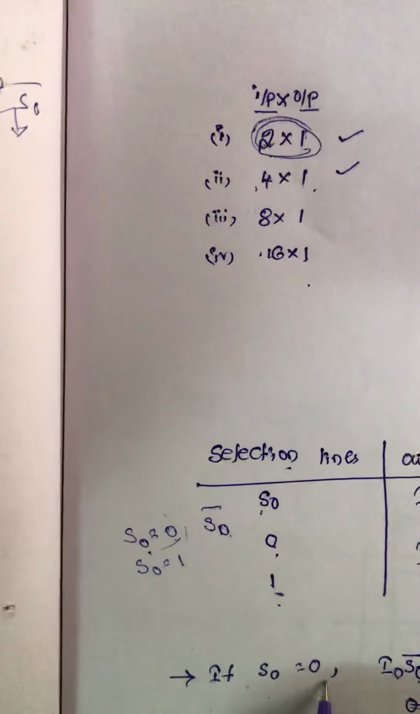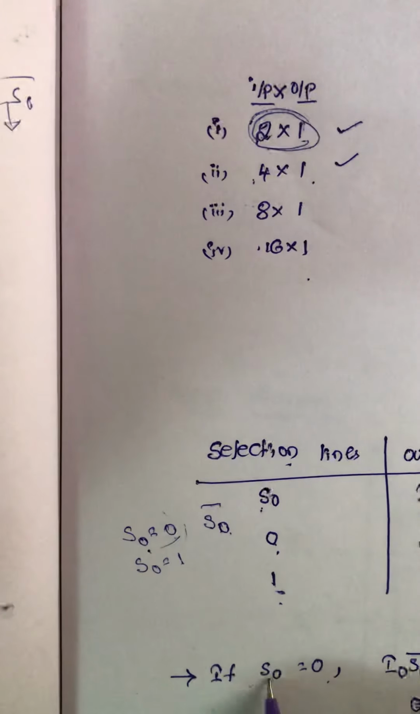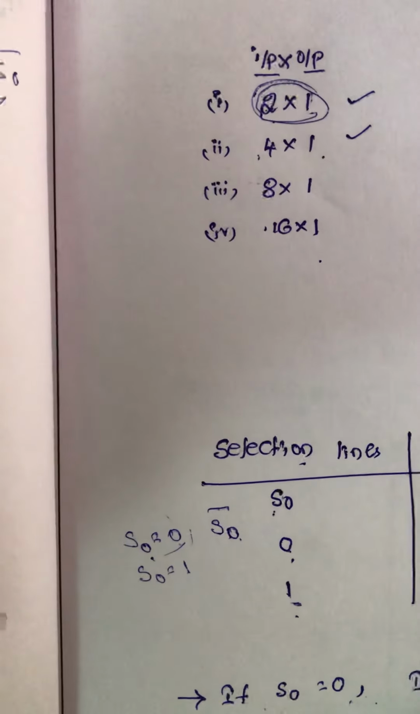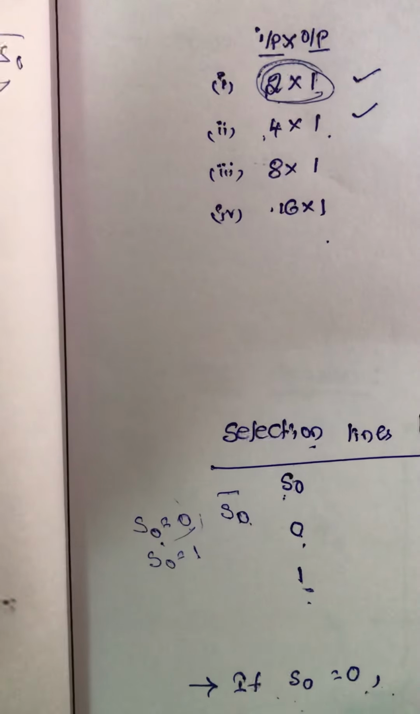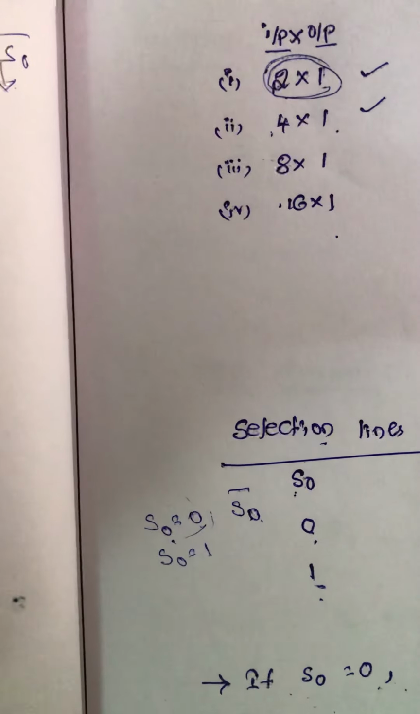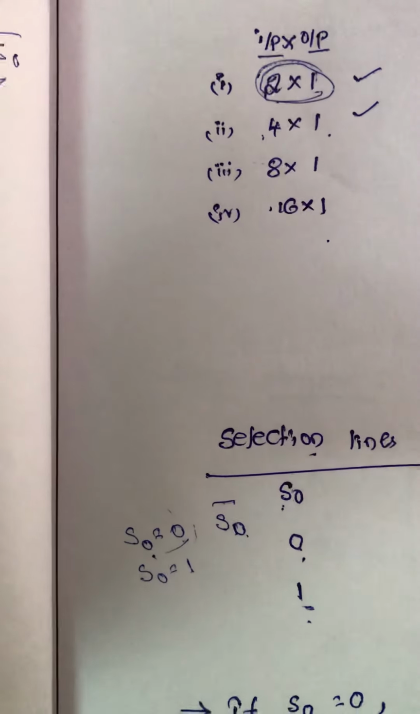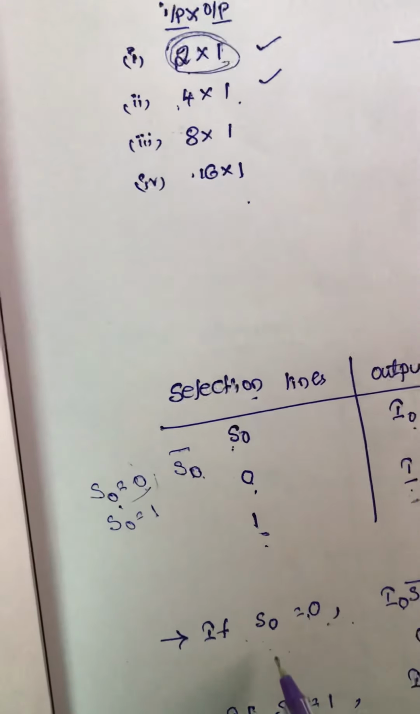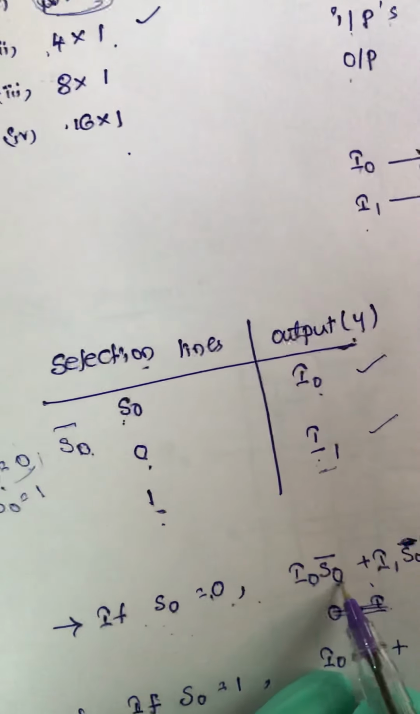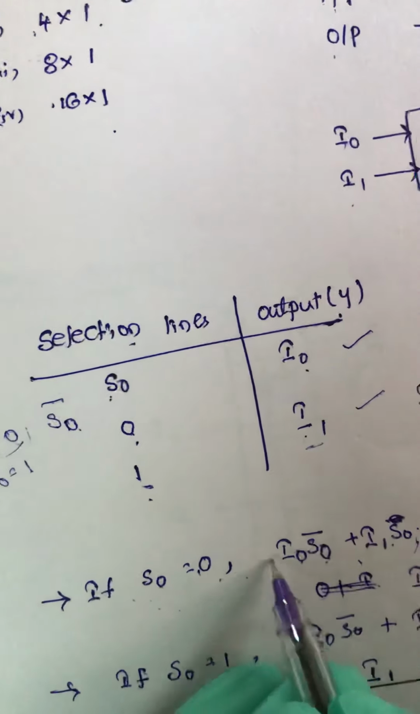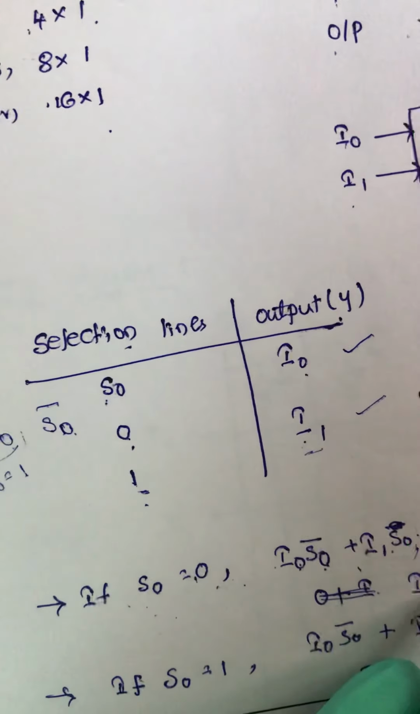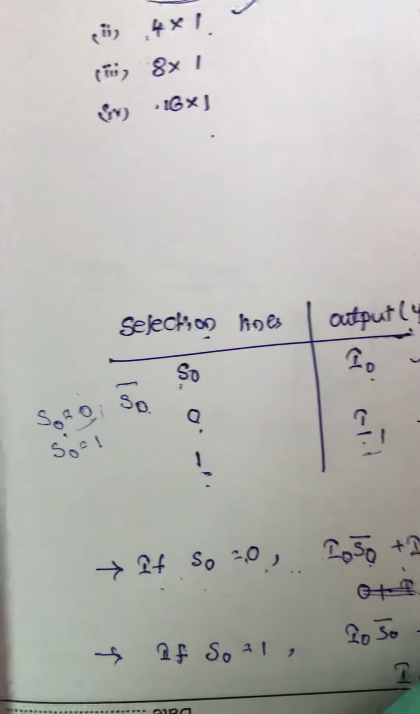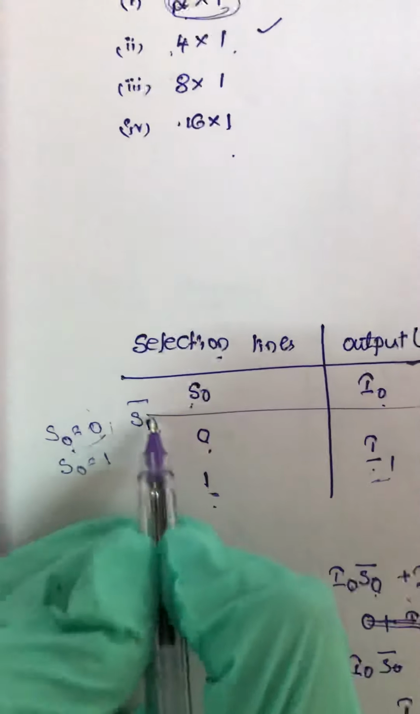First case, S0 equals 0 condition. The S0 value is substituted into the output Y. S0 equals 0 means this term will be 0, because S0 bar is 1. So this term is 0, but this term remains as it is, and we get the output I0. So the first condition, S0 equals 0, gives output I0. The first condition is satisfied.